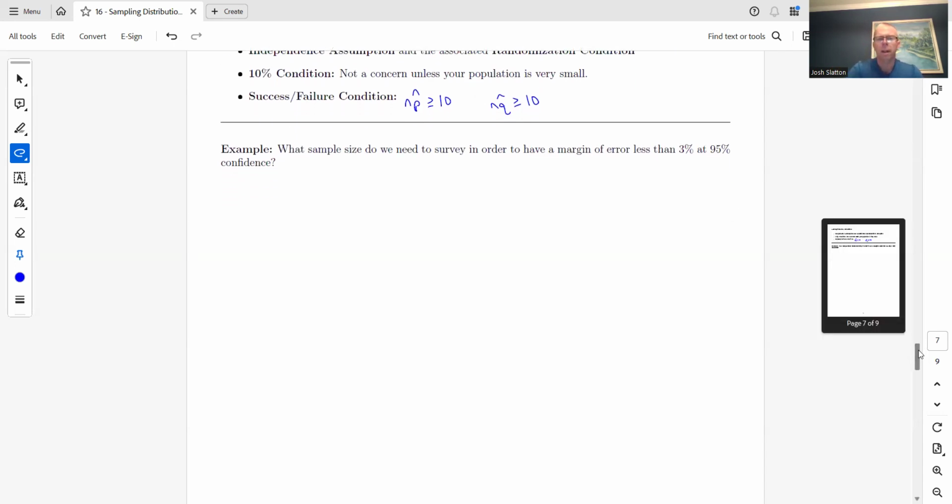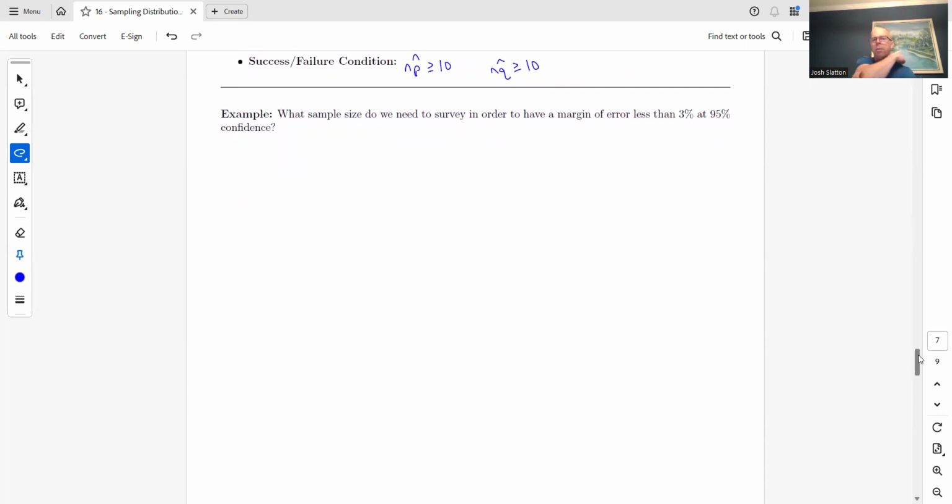All right, so next example, what sample size do we need to survey in order to have a margin of error less than 3% at 95% confidence? So what sample size? So that means we're looking for n. So we have our margin of error formula. So z star, and I'll go ahead and fill in the standard error formula. And so we're looking for n. So we know everything else. The margin of error is 0.03. And we could say less than, but we'll just say equal because it doesn't matter. We're going to do the same thing anyway.